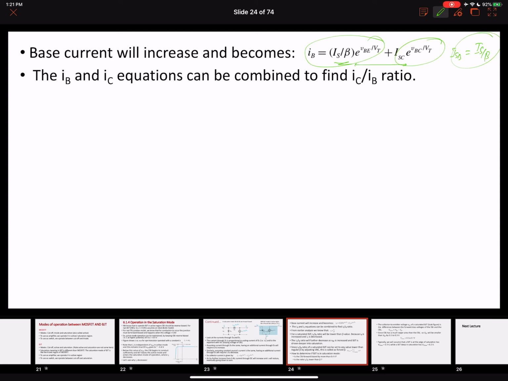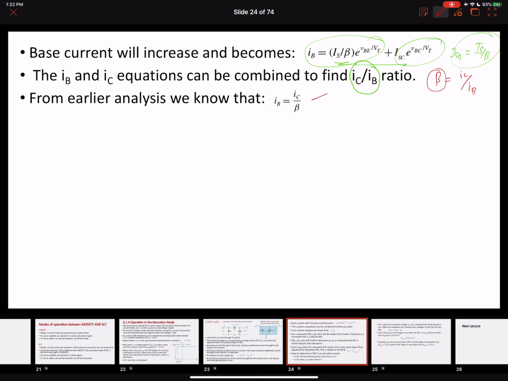We can also find out, if we take a ratio, the value of IC over IB. If you remember, this ratio of IC over IB was equal to beta, the common emitter gain factor. Now, interestingly, from earlier analysis, we know this thing.